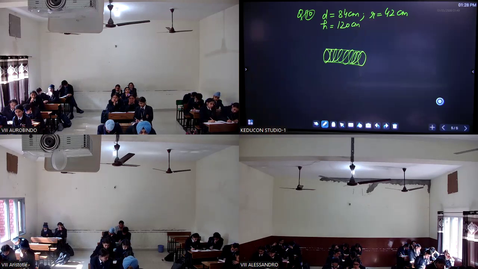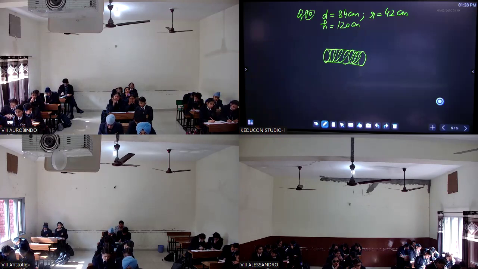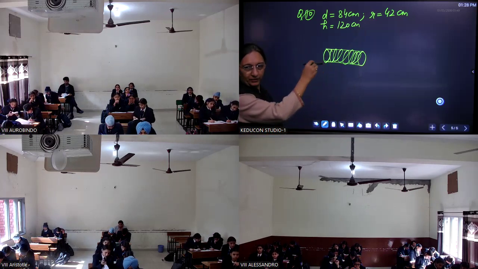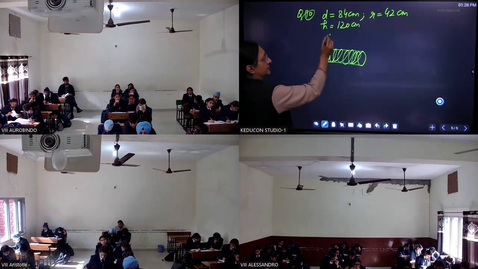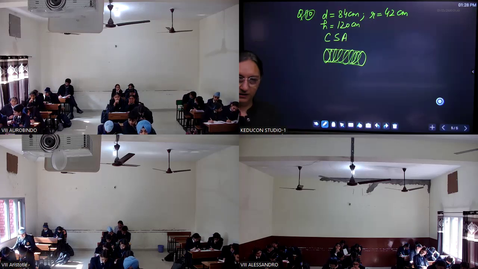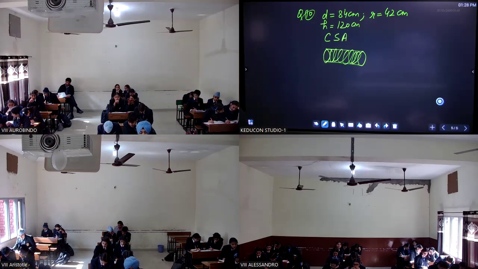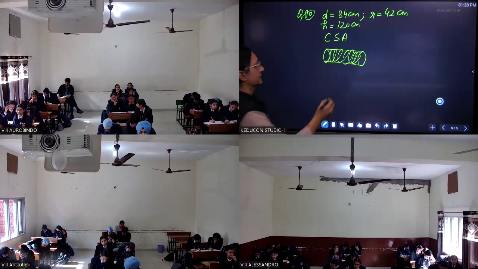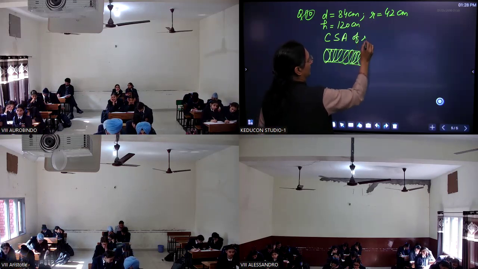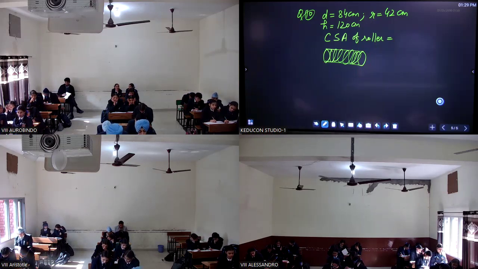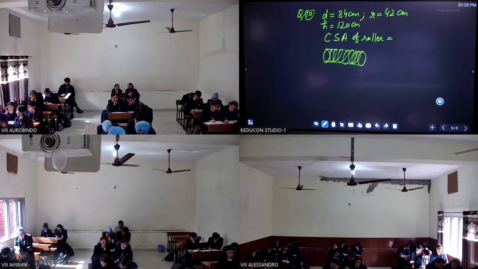So which formula are you going to apply in this case? When the cylinder is moving, you have to use the curved surface area. Okay, CSA of the cylinder. Please find out the CSA of the roller. Here we are talking about the roller. What is the CSA of this cylinder?